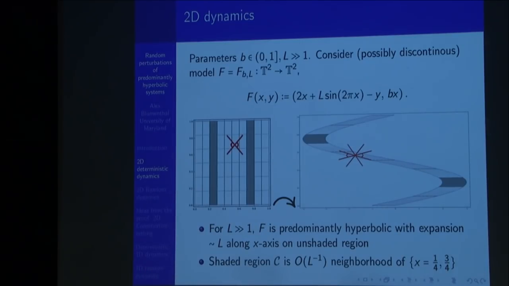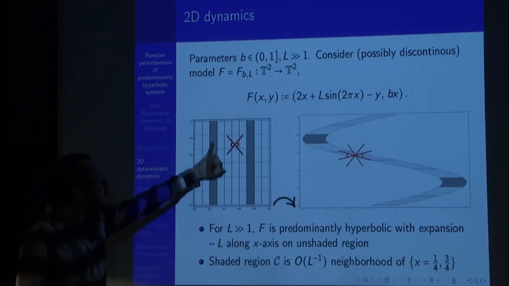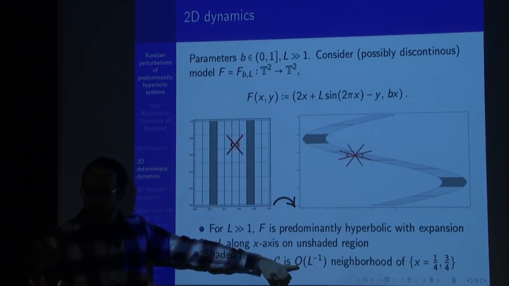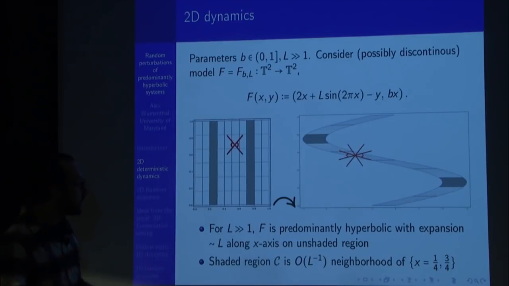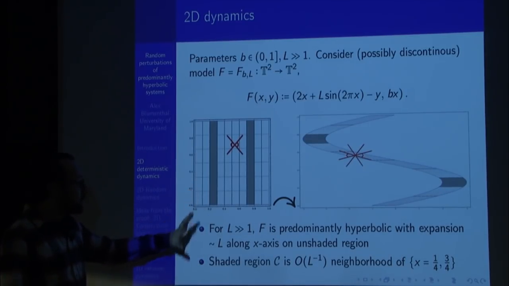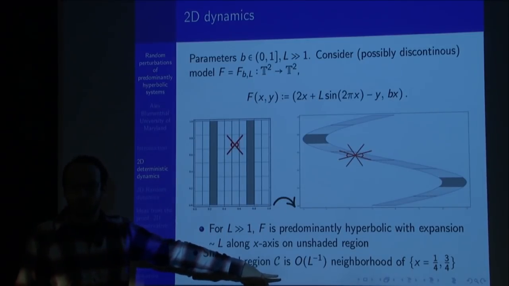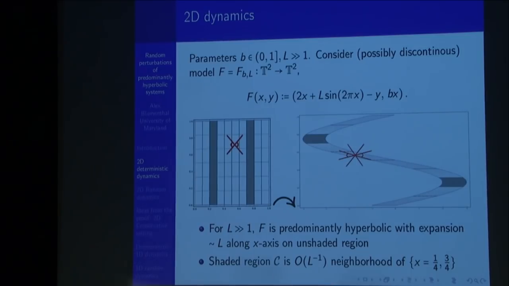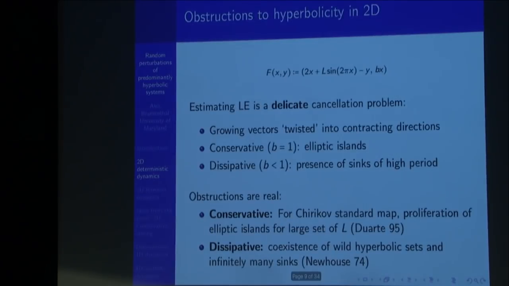But near the zeros of cosine, this small shaded region, this order L inverse neighborhood of these points where cosine is 0, that is going to be my critical set, where hyperbolicity is not true. In fact, the dynamics is rotational. This looks like a rotation by 90 degrees, practically speaking. It might as well be.